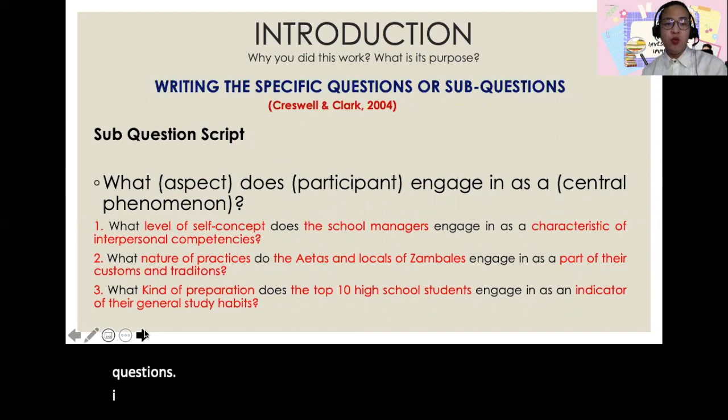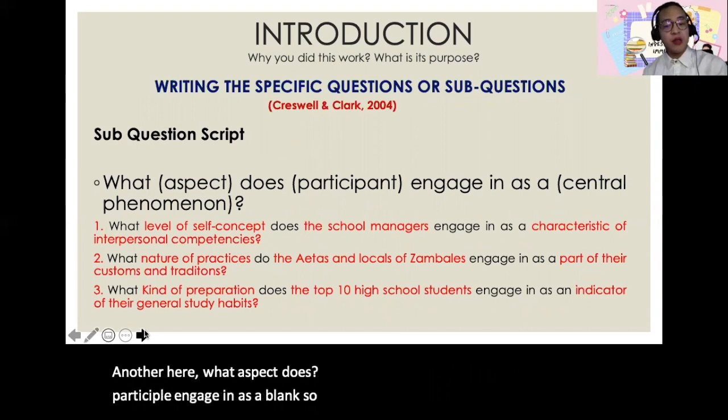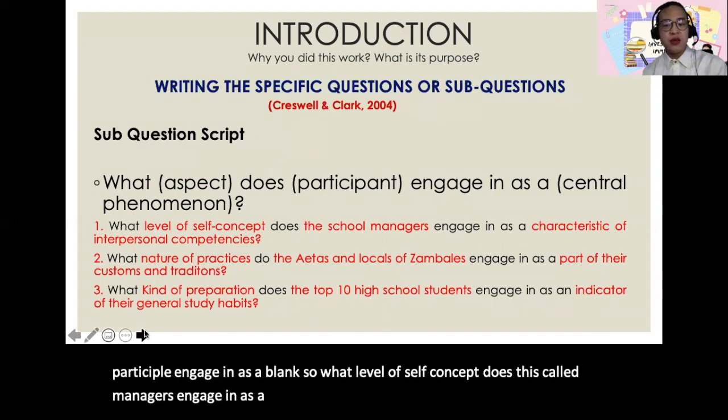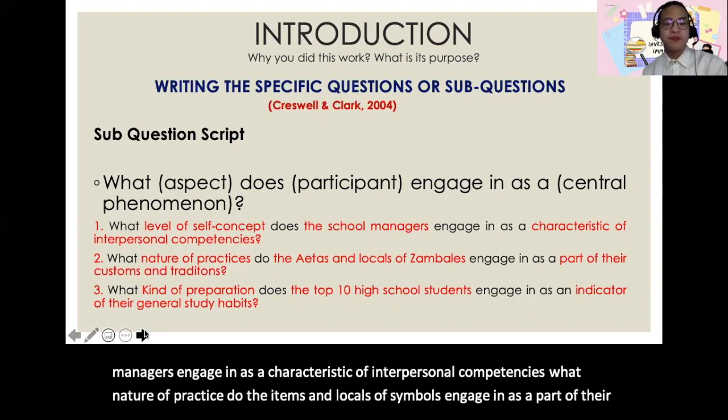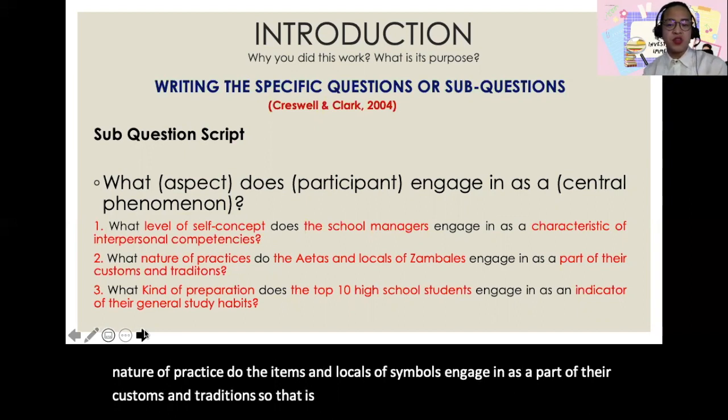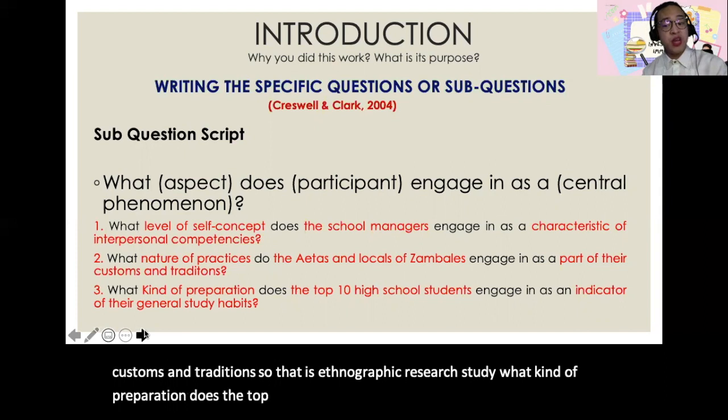Another here: what aspect does the participant engage in as a blank? So, what level of self-concept do the school managers engage in as a characteristic of intrapersonal competencies? What nature of practice do the Aetas and locals of Zambales engage in as a part of their customs and traditions? So that is an ethnographic research study. What kind of preparation do the top 10 high school students engage in as an indicator of their general study habits?